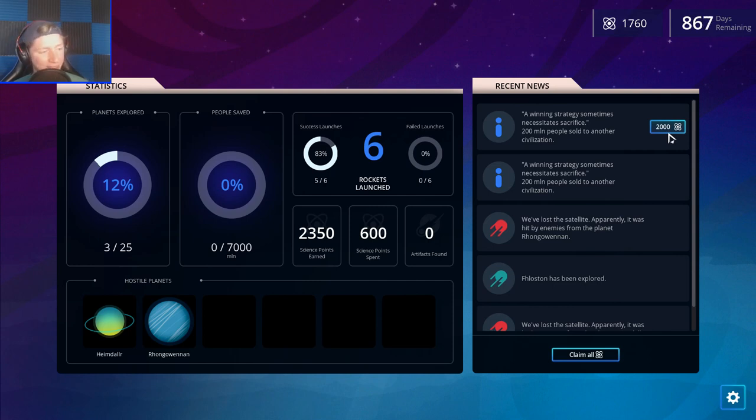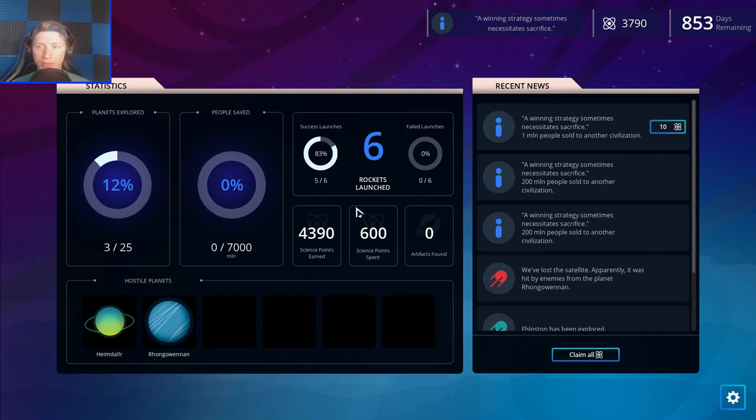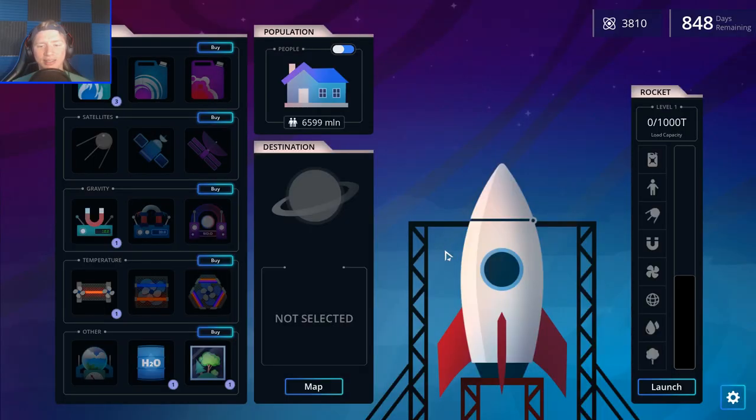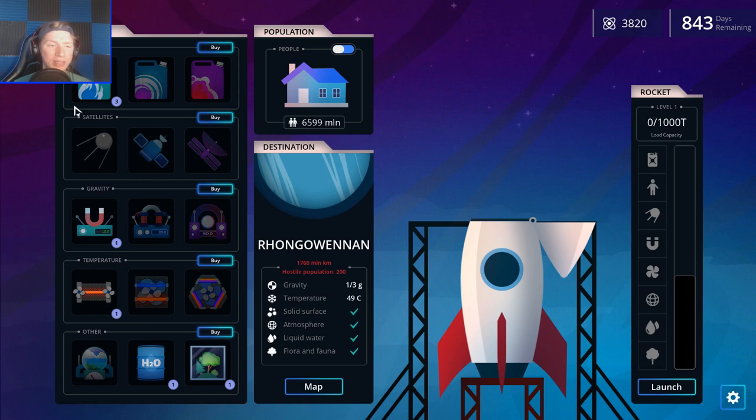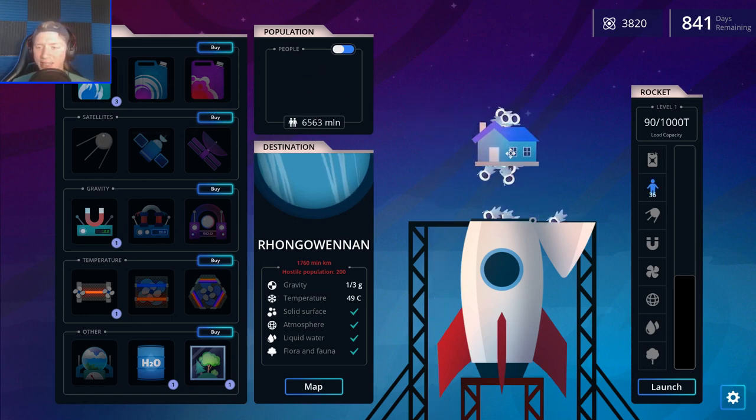Okay, so one thing I'd like to point out real quick, that every time I'm sending apparently 200 million people to this alien civilization, I'm getting the 2,000 science points. But if we look over at the people saved, when you send them to a new planet that is not hostile, if they don't perish or whatnot, if they live on the planet, then you get a certain amount of people saved. So yes, for every 1 million people that go to another civilization, you get 10 science points. But you're not able to... I don't understand then, how are we supposed to make a peace treaty with them? Is what I'm really interested in figuring out.